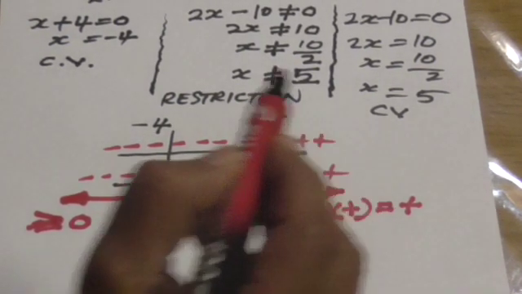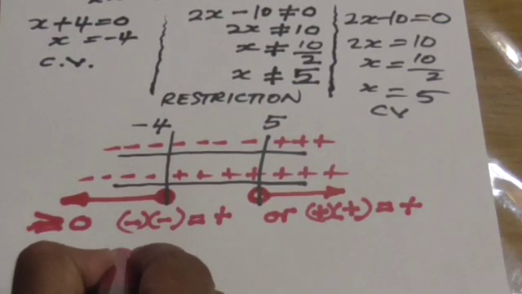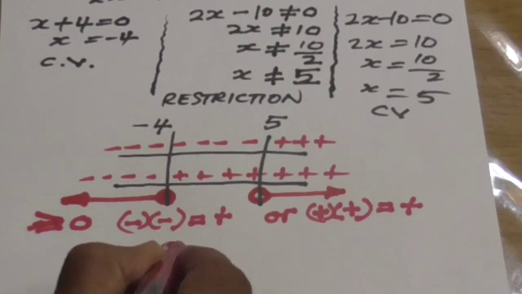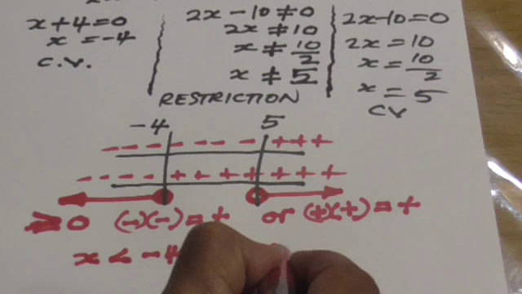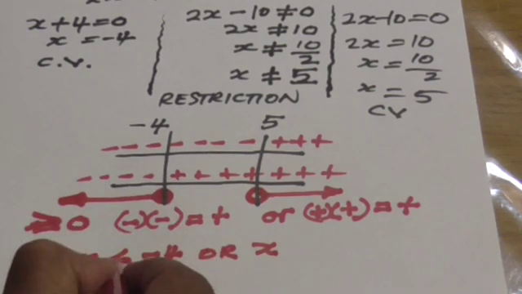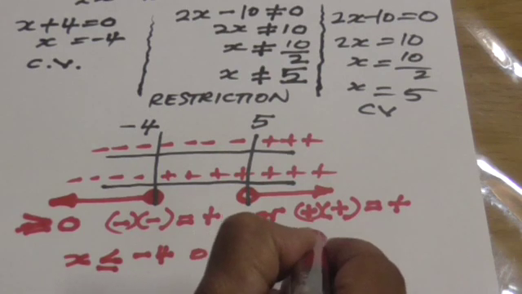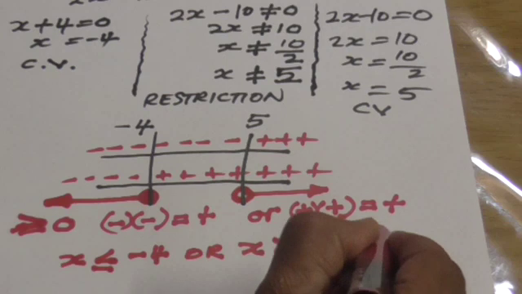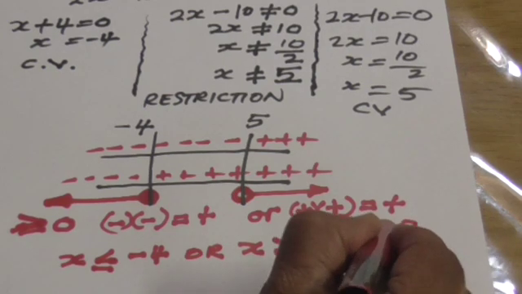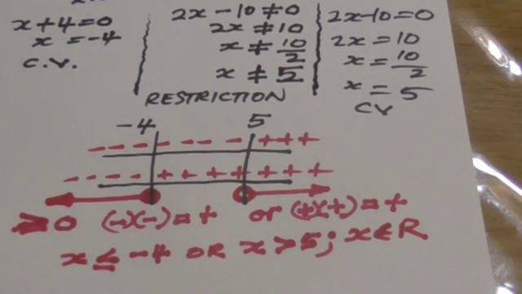So that's the answer. If you look at this, the answer is x is less than or equal to negative 4, or x is greater than 5. It cannot equal 5. X, an element of real numbers. Alright, so that's called the table method.